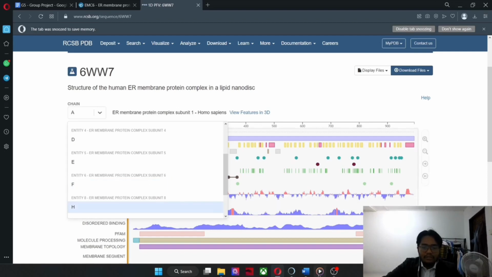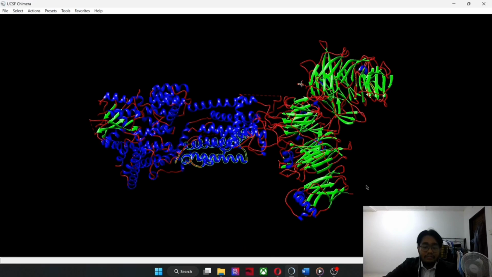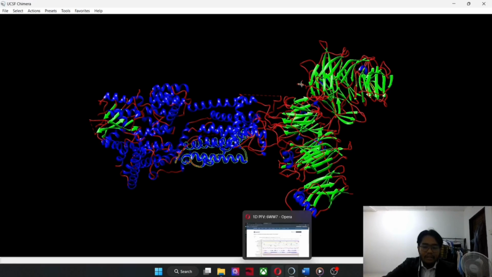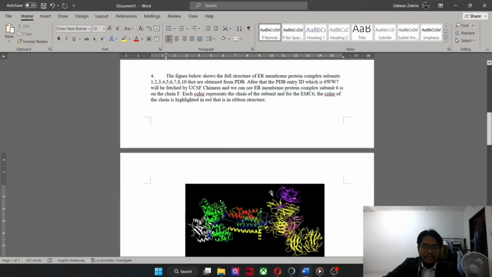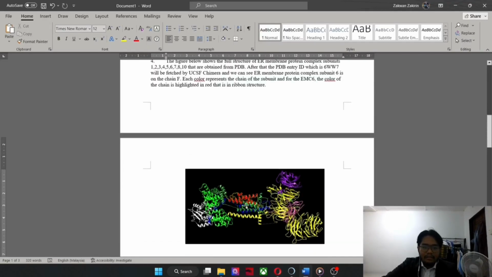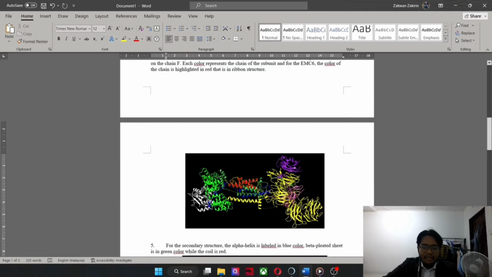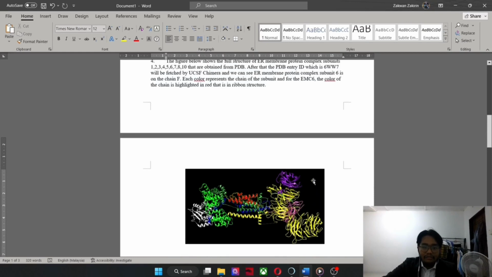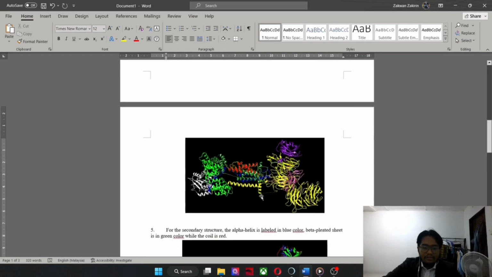Then we transfer into UCSF Chimera. This is the full structure of the protein, and each color represents every chain inside the protein. Chain F is labeled in red color for the EMC6, and also shown in a ribbon structure.